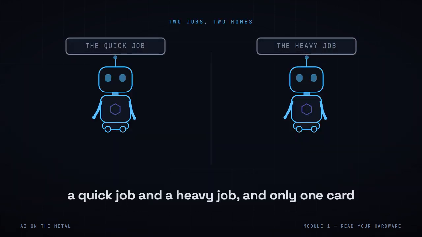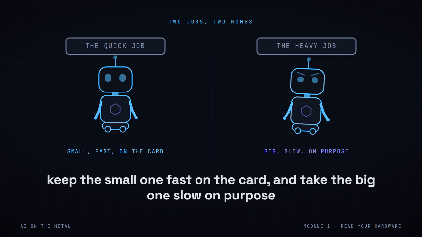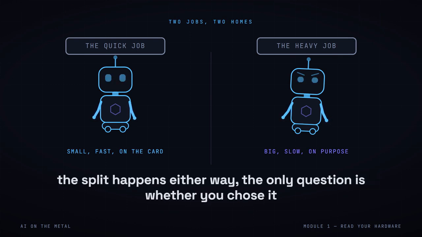So here is the choice every time, a quick job and a heavy job and only one card. Keep the small one fast on the card and take the big one slow on purpose. Because the split happens either way, the only question is whether you chose it.